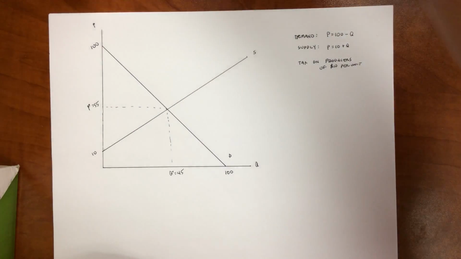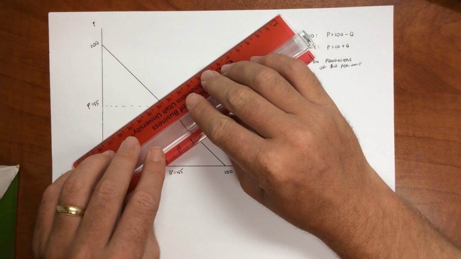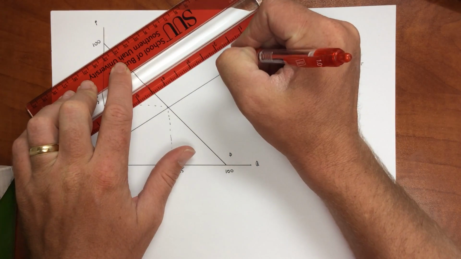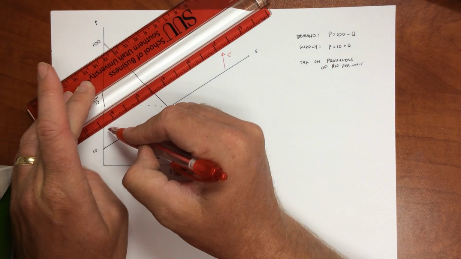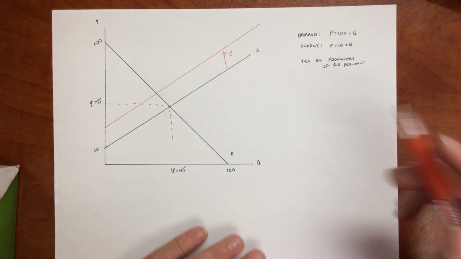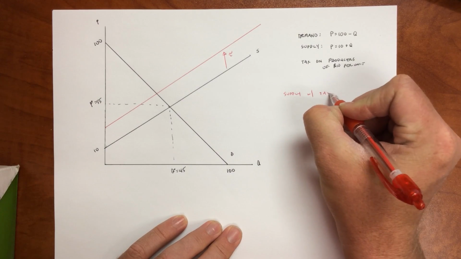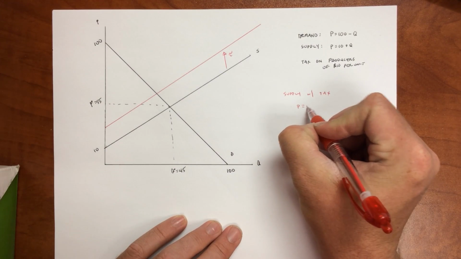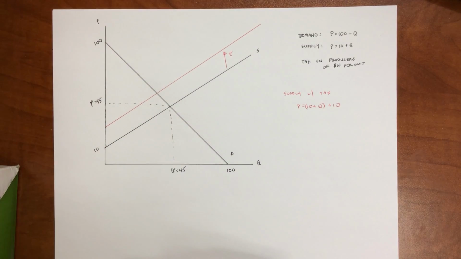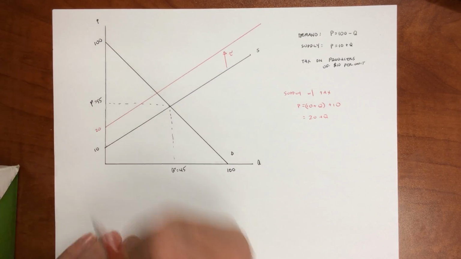If we tax consumers, it's going to cause the demand curve to shift. But as we tax suppliers, it's going to cause the supply curve to shift, and it will shift up the size of the tax, which in this case is $10. So our new supply equation with the tax is our original supply equation, P equals 10 plus Q, shifted up by 10. So it's going to equal 20 plus Q. Our new intercept here is 20.